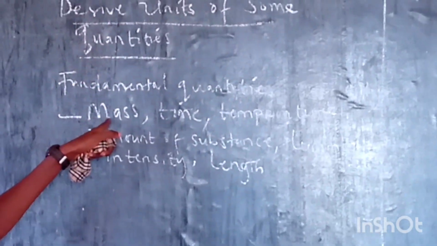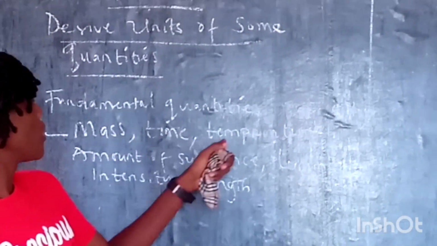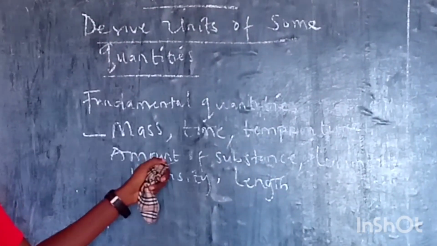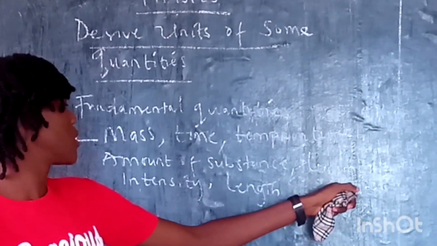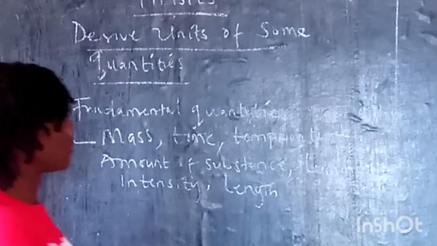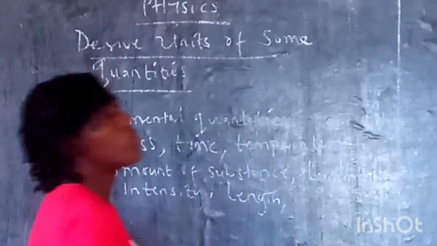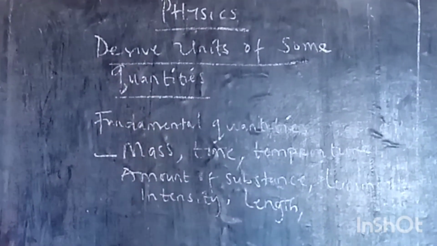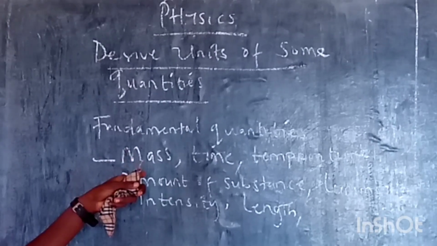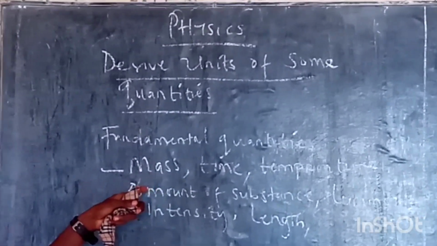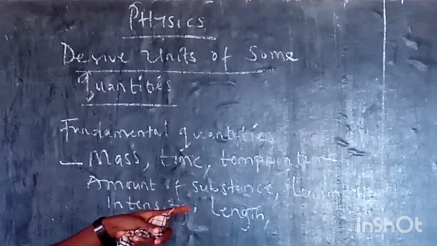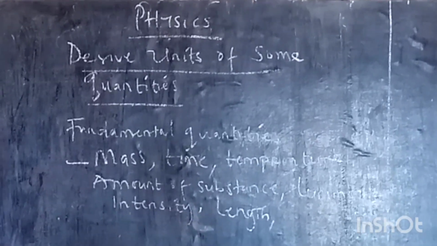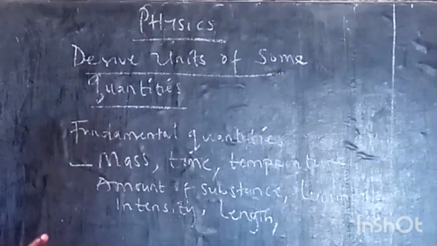We have 1 mass, 2 time, 3 temperature, amount of substance, 4 luminous intensity, 5, 6, and remaining: mass, length, time, amount of substance, luminous intensity, and length. Okay, so when I remember the other one, I'll add it up there.